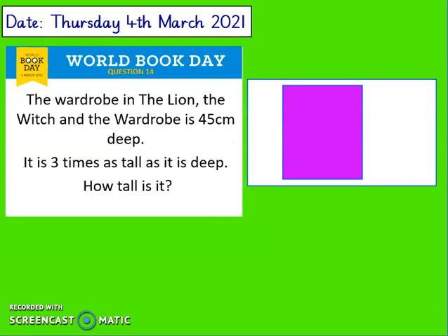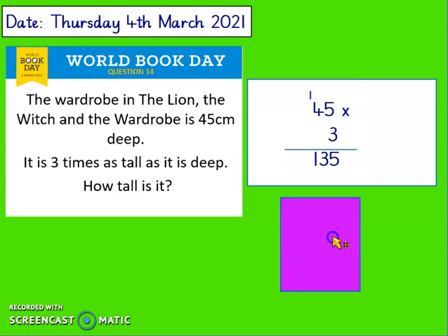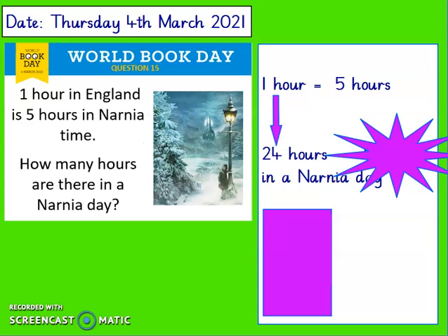The Lion, the Witch and the Wardrobe. The wardrobe is 45 centimetres deep and 3 times as tall. How tall is it? The calculation you should have done is 45 times 3, which equals 135. Let's have a look at the next question.